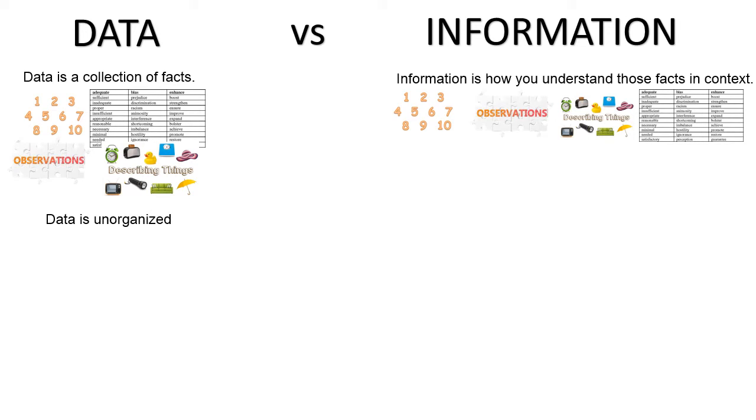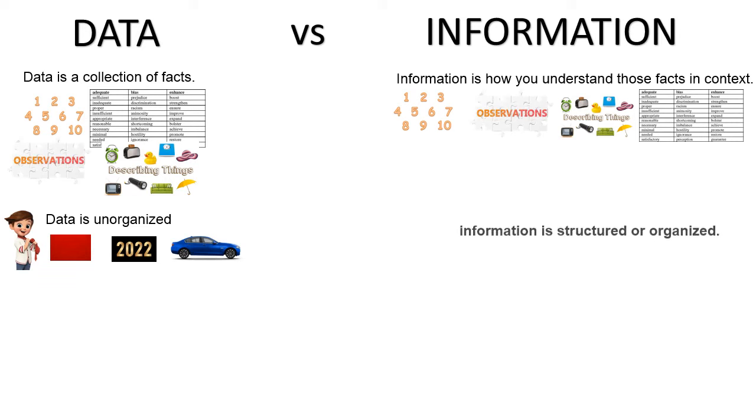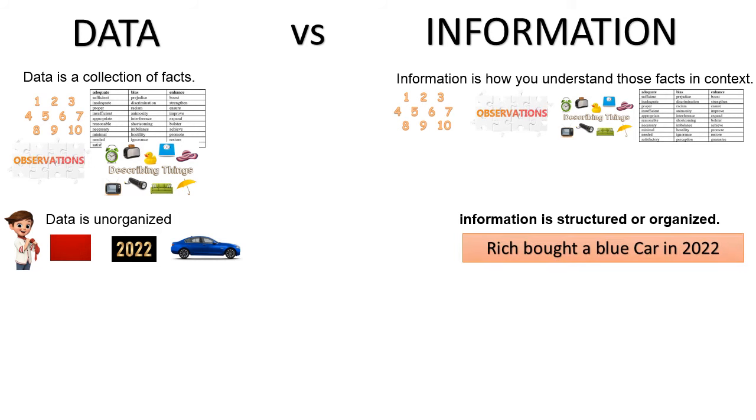Data is unorganized. For example, we have Rich, which is a name of a person, red as a color, 2022 as a year, and a blue car as an object. These words are not meaningful in nature unless organized. Therefore, information is structured or organized. We have to structure or organize the data to get meaningful information.